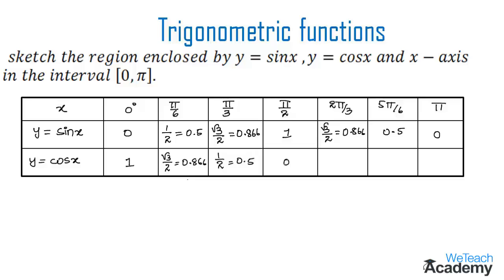So here we get 0, and the next radian, which is 2 pi by 3. So cos 2 pi by 3 is equal to minus 1 by 2, and its value will be equal to minus 0.5. And then the next radian, 5 pi by 6. So cos 5 pi by 6 is equal to minus root 3 by 2, which is equal to minus 0.866. And then pi. So cos 180 degrees is equal to minus 1. So here we get minus 1 as the value of y.